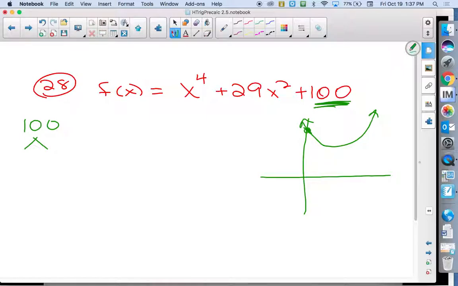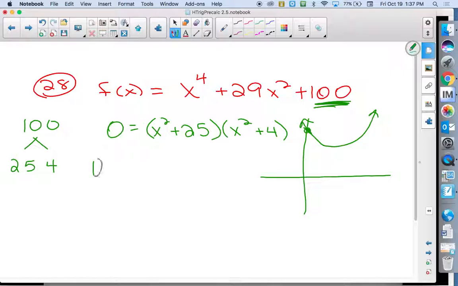So if we wanted to just do plain old factoring, Chelsea? I use x squared plus 25 and then times x squared plus 4. Yeah, so plain old factoring would give us x squared plus 25 and x squared plus 4. So Libby, you took the 100 to the other side and then did 29 divided by 2 squared. Gave you a pretty rough number. Yeah, but it still worked.